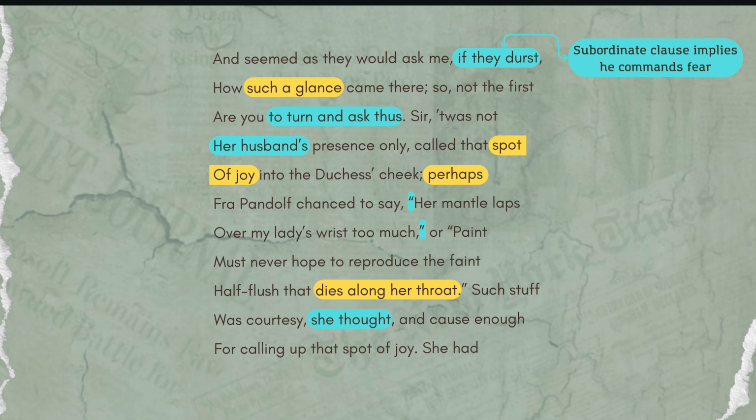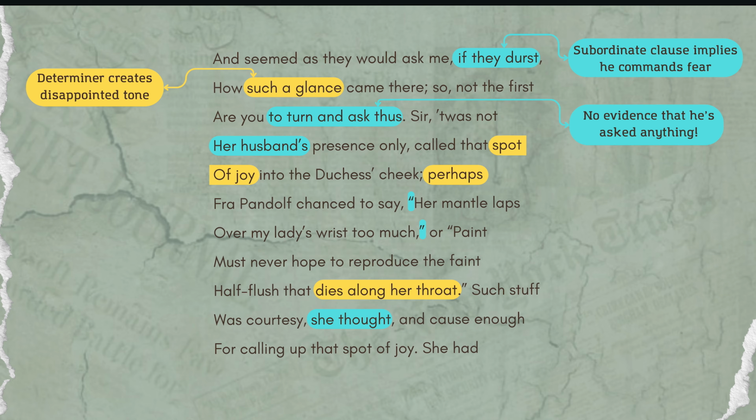So somebody would ask me, if they dare to ask me, how such a glance came there. And this use of the determiner such creates a bit of a disappointed tone. So how such a glance came there. And then he says, so not the first of you to turn and ask us. Well, he hasn't asked anything as far as we know. So again, we've got this idea that it's all about the Duke, nobody else involved.